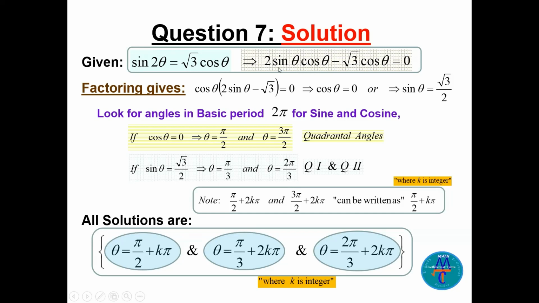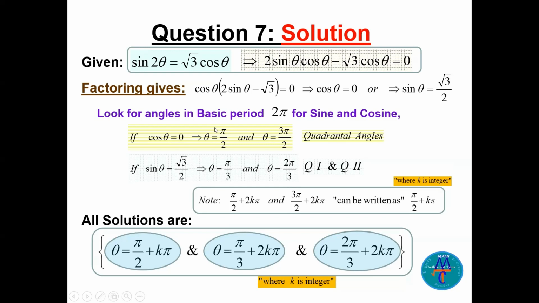Just a note here, please. You cannot divide by cosine of theta because you are losing some solutions. So cosine of theta is equal to 0, or sine of theta will be square root of 3 over 2. So we have to look now for the angles in the basic period of 2 pi for sine and cosine. If cosine theta is equal to 0, then theta will be pi over 2 and 3 pi over 2. We call these quadrantal angles. If sine theta is square root of 3 over 2, then theta will be pi over 3 and 2 pi over 3, because this is in quadrants 1 and 2, where the sign is positive.